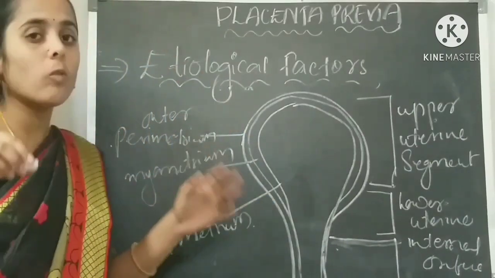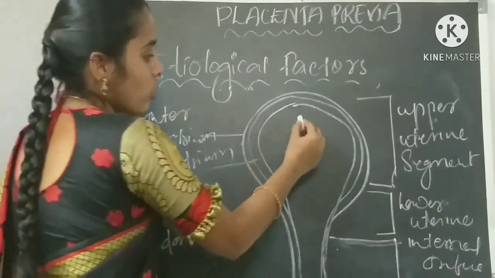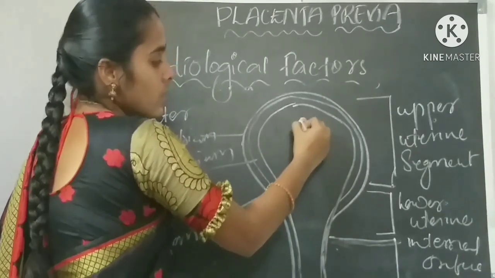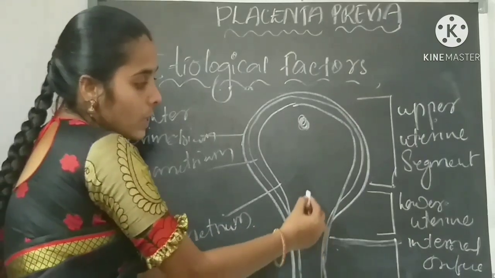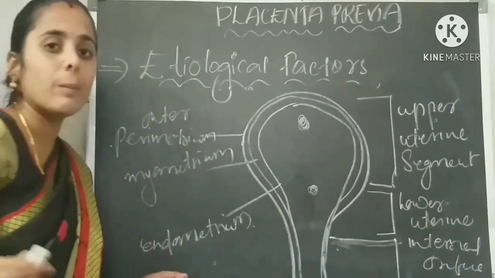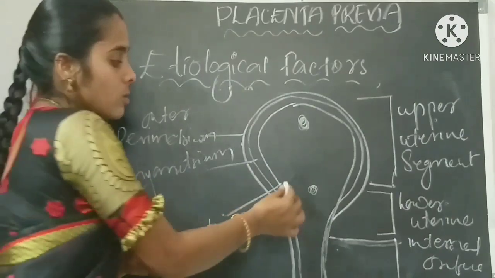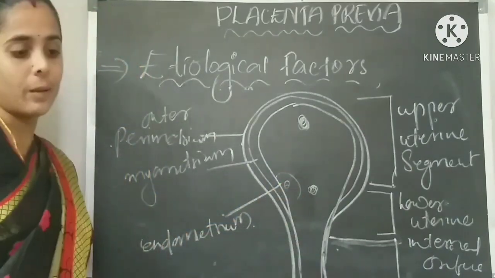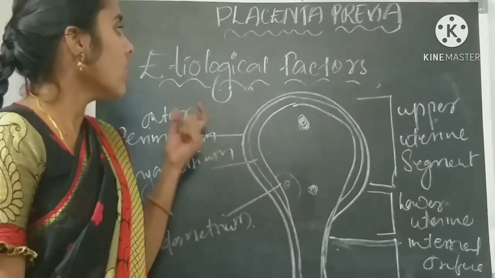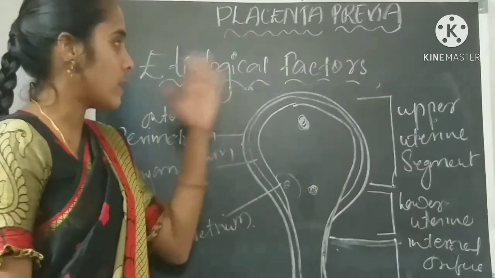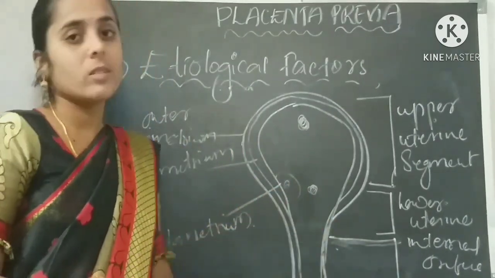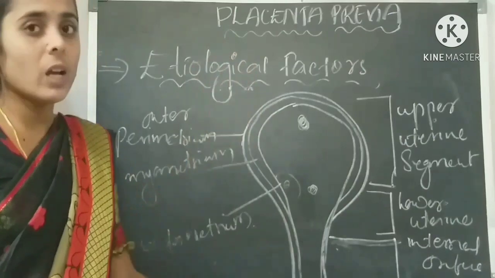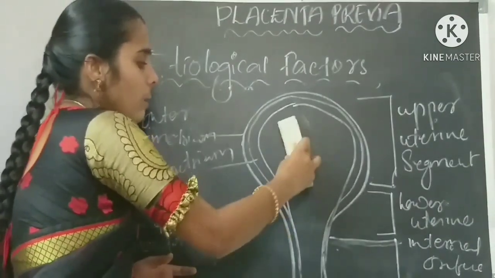So normally, the ovum gets implanted at the endometrial site. But in some conditions, if the ovum gets implanted in the lower uterine segment, the implantation of the placenta will also take place in the lower uterine segment. So this is one of the causes of placenta previa. The next one is a big surface of the placenta.